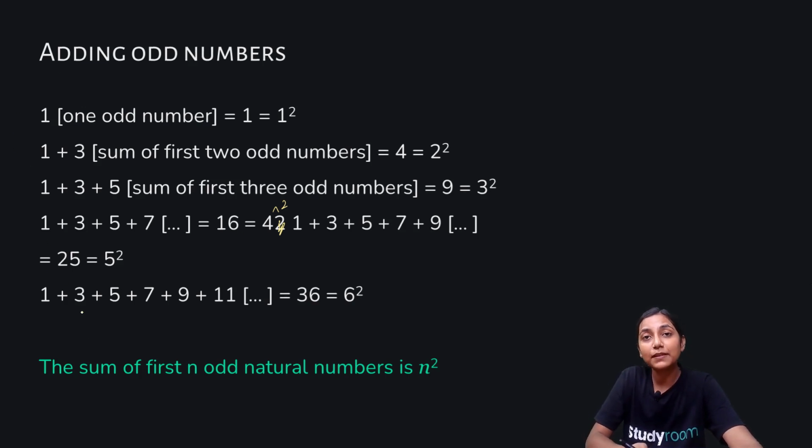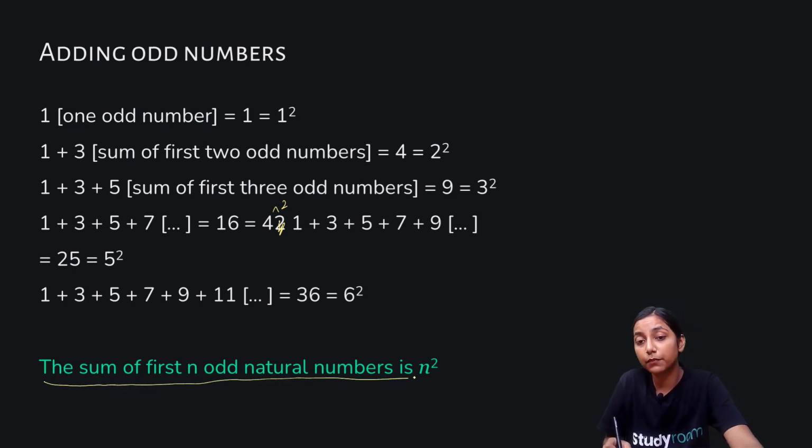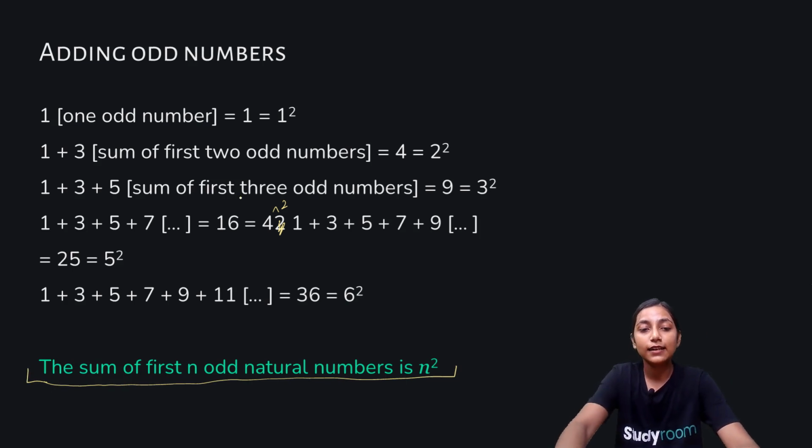And from these examples, we can actually derive a result. What's that result? The result is that the sum of the first n odd natural numbers is n square. The result states that the sum of the first n successive odd natural numbers is given by n square. You can check it from here also.